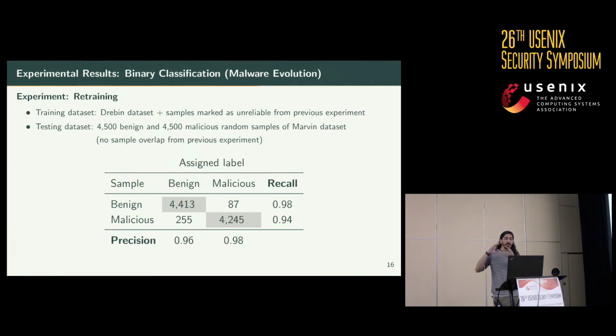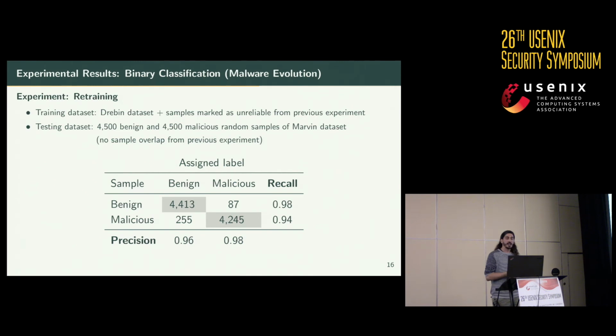So now that we have identified the samples that were misclassified, we try to see if this new knowledge as an input for a new model is helpful. So what we do is we train a new model with the Drebin dataset and the samples that were marked as unreliable from the previous experiment. And then we test this newly generated model with a new batch of 4,500 benign and malicious applications from the Marvin dataset. Of course, these two batches of samples don't overlap.